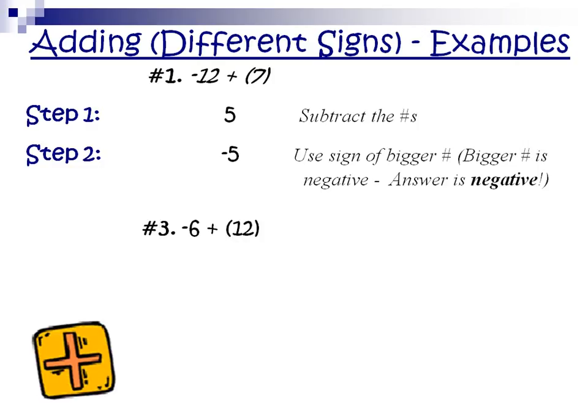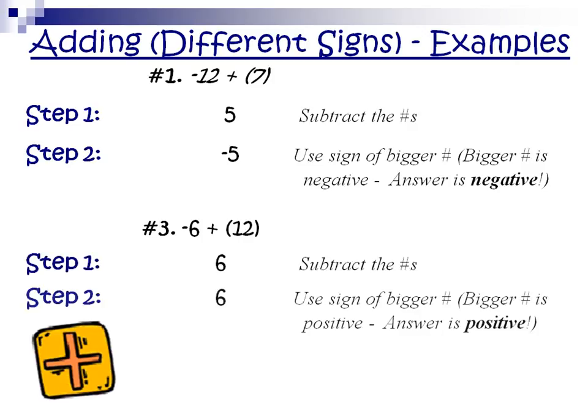Let's look at number 3. Negative 6 plus 12. Different signs again, so we do the difference, or subtract, and take the sign of the higher number. So 12 is highest here, therefore our answer will be positive 6.